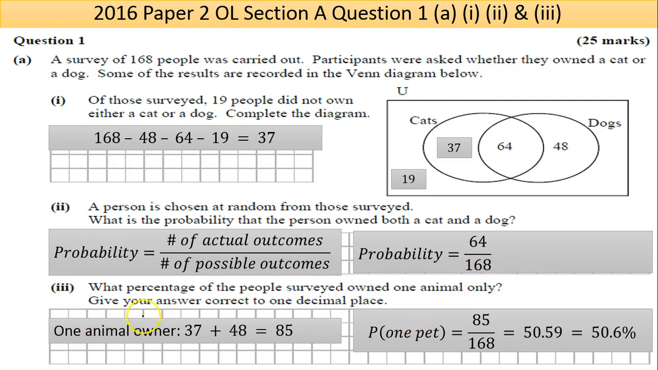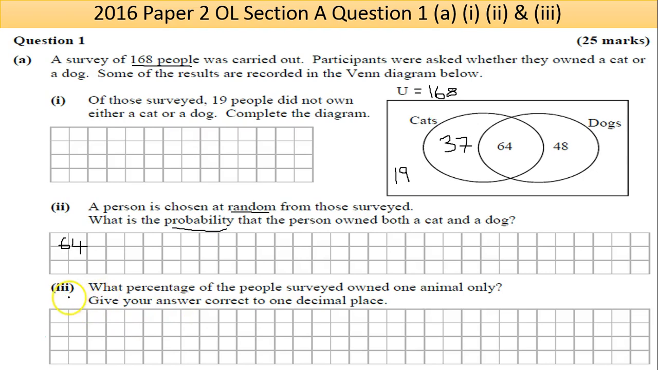So for part 3 here, let's go back and read the question text. What percentage? Now, to get a percentage, you multiply by 100. Sometimes students remember that as multiply by 100 over 1, which is the same thing.